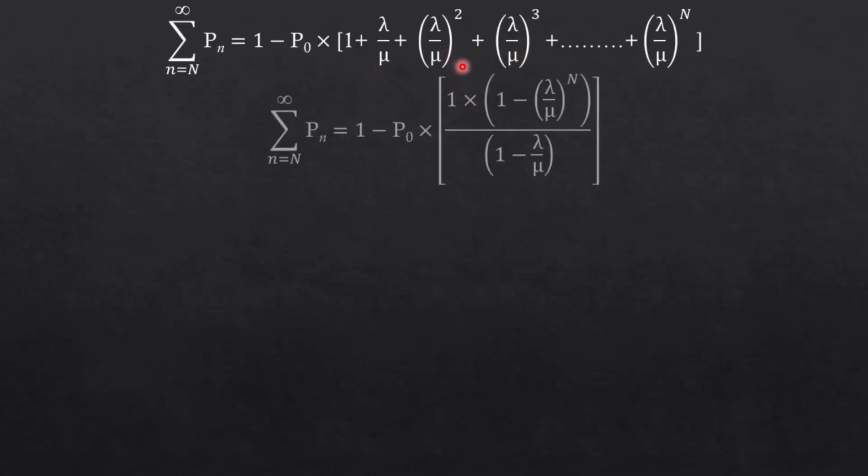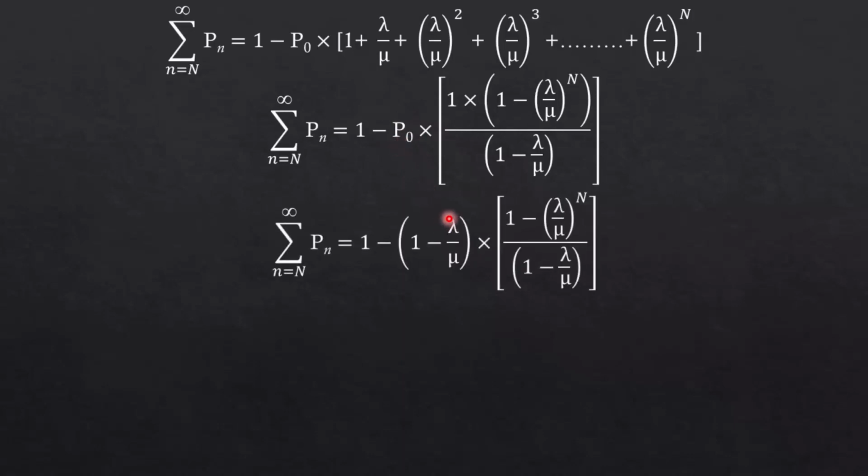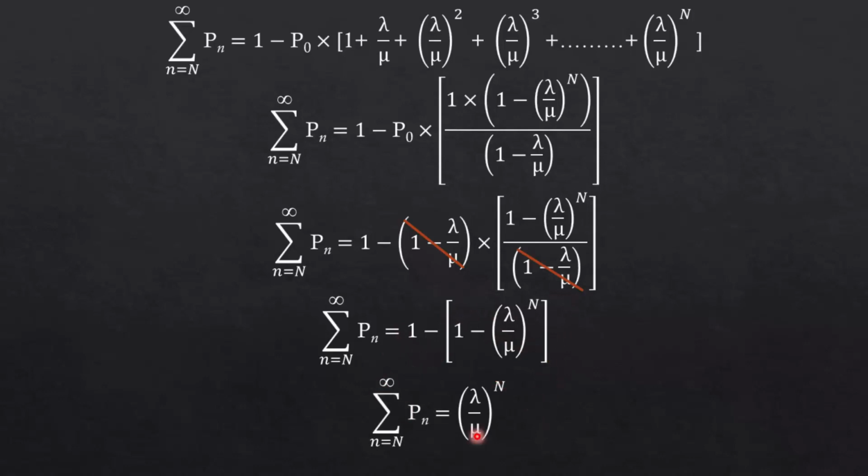So this is the series, and we have put this into the formula of sum to n terms, and now we know that the probability of having 0 customers in the system is also given by 1 minus lambda by mu. So let us put here 1 minus lambda by mu instead of P0. Now these two values are the same, so they'll cancel out, and this equation has been reduced to this form, and if we open the bracket here, we'll finally get this equation.